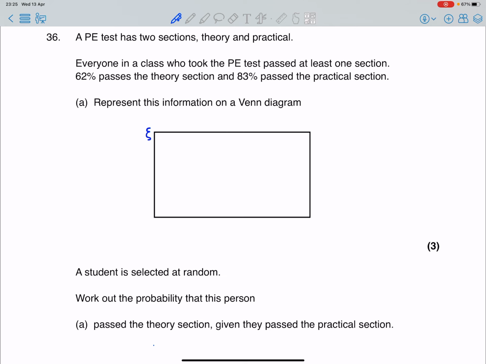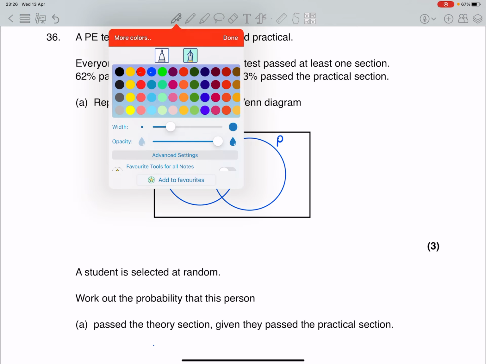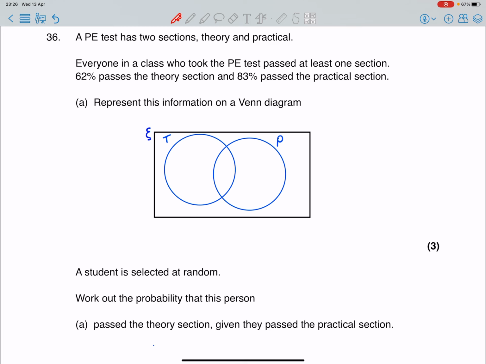Okay. So let's draw our circles, I guess. Let's draw that. Nice circle there. Let's draw another circle. There we go. That's okay. So we've got the theory side and we've got the practical side. Okay. Let's put this bit in red. Okay, so you've got that part.